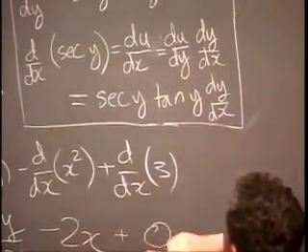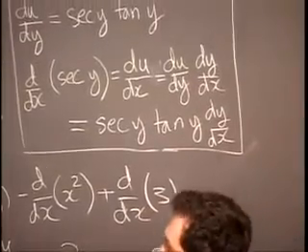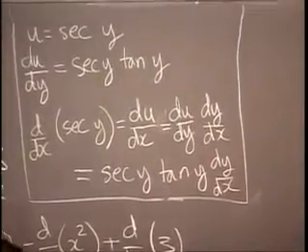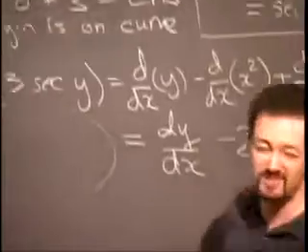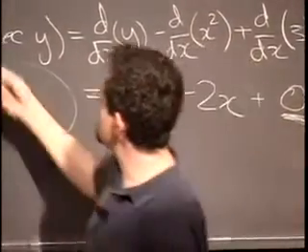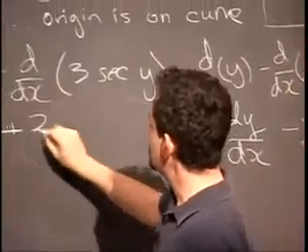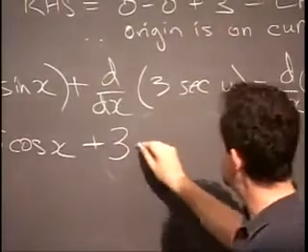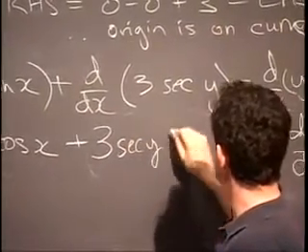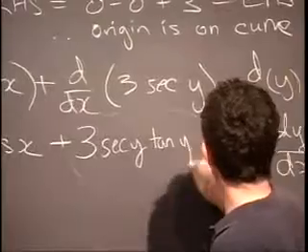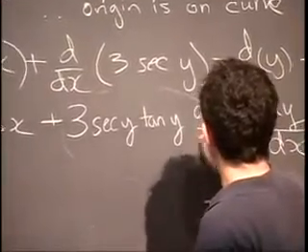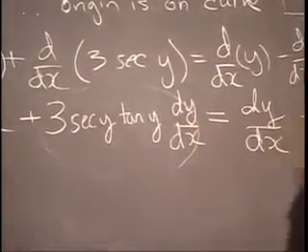Oh, I left out a 3. How did I leave out that 3? Well, you know what? It doesn't matter. 3's go through. Probably I should have let u be 3 secant y, but it doesn't matter. As I say, the 3 can go through, and we can just do it in this order and write 3 secant y tan y dy/dx equals this.